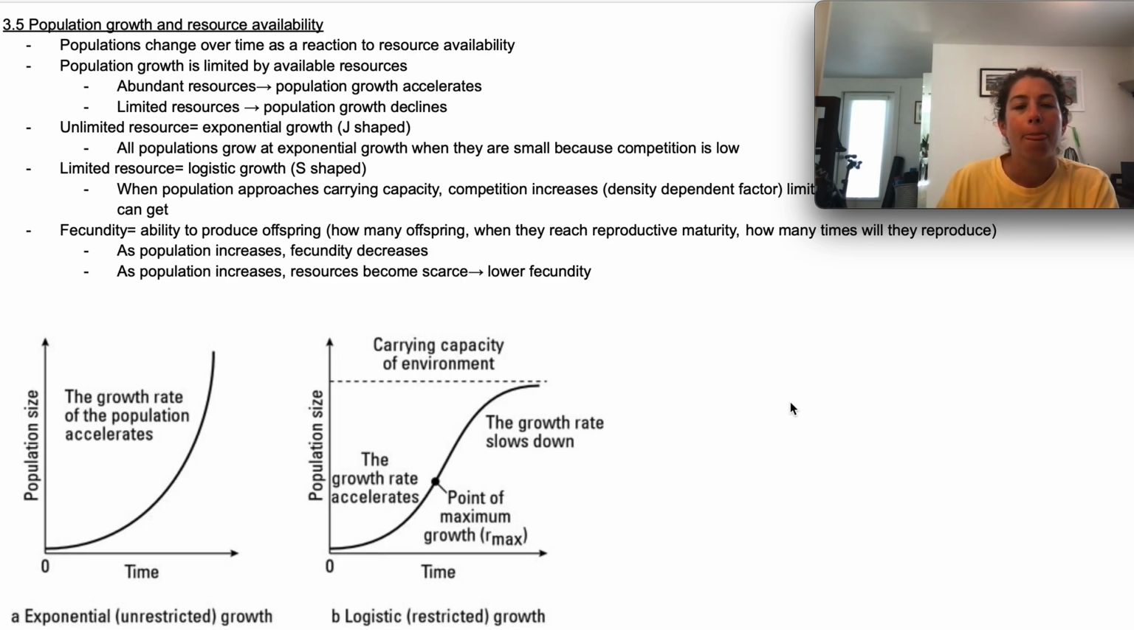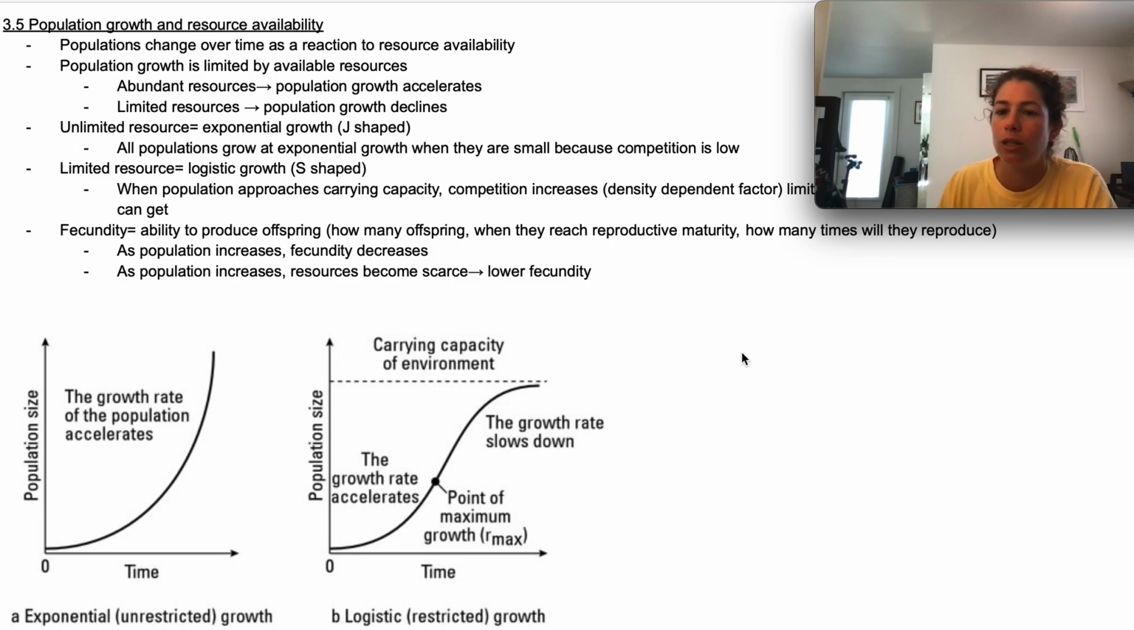So population growth is determined by available resources. If you have unlimited resources, you're going to grow at an exponential rate following a J-shaped curve. However, at some point you are going to run out of your resources because resources are limited, they are finite. And when you start to encounter that limited resource, now you're going to start to grow a logistic growth curve. You're going to approach carrying capacity and kind of fluctuate around carrying capacity.